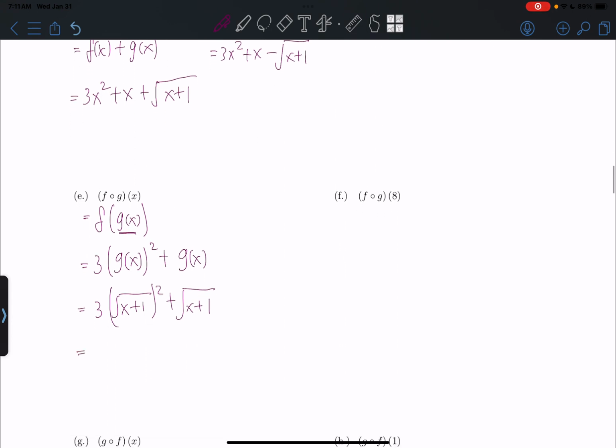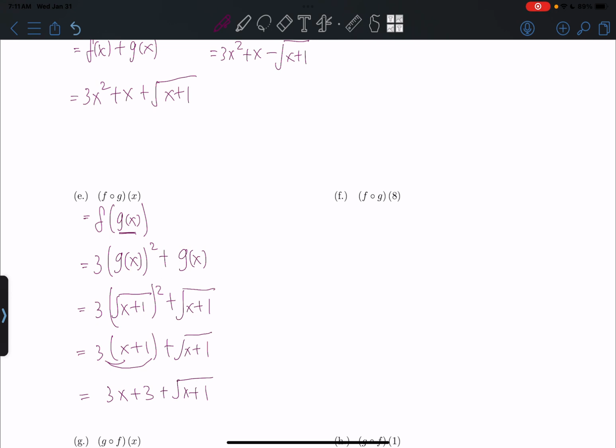And square root and square cancel out. We got 3 times x plus 1 plus radical x plus 1. The most you can do at this point is to distribute the 3. So that's your final answer.